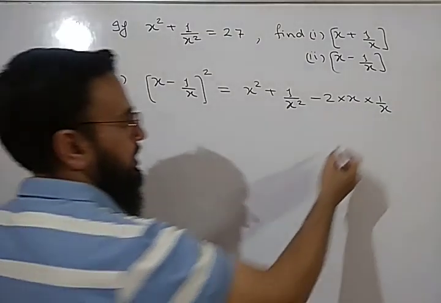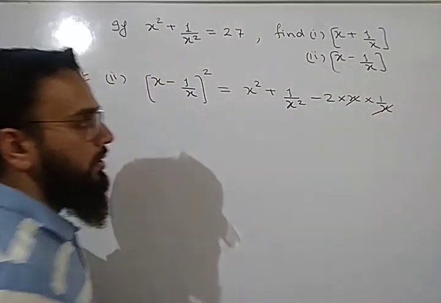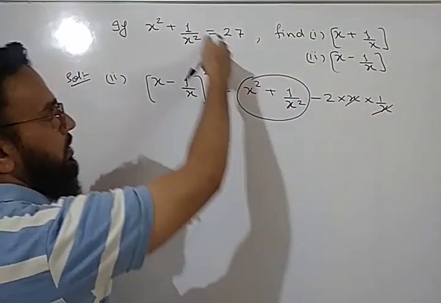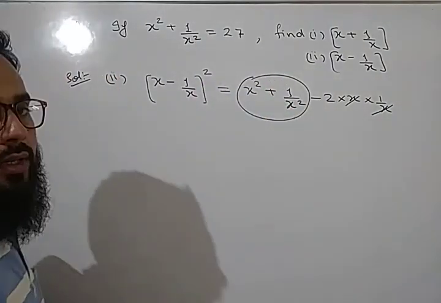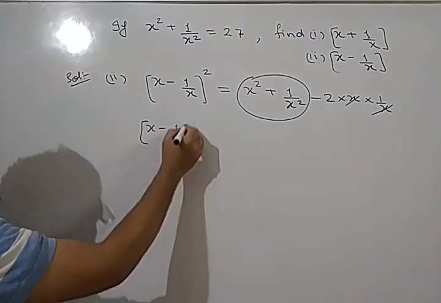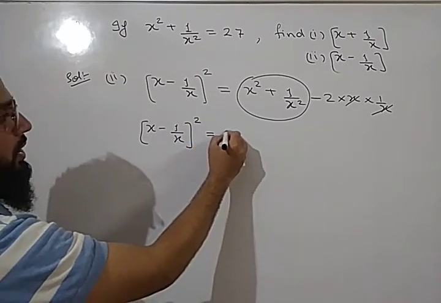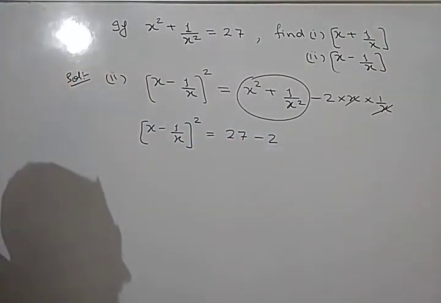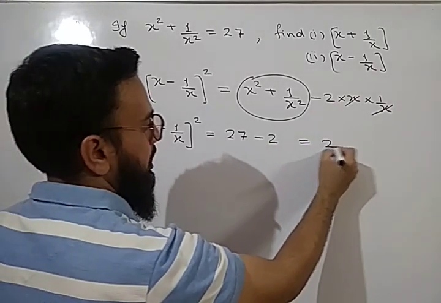Now again, this x and x will cancel out. Now the value of x square plus 1 upon x square is already given. It is 27. So what will be the answer? x minus 1 upon x whole square will be equal to 27 minus 2. This time it is minus 2. And what is 27 minus 2? It will be equal to 25.